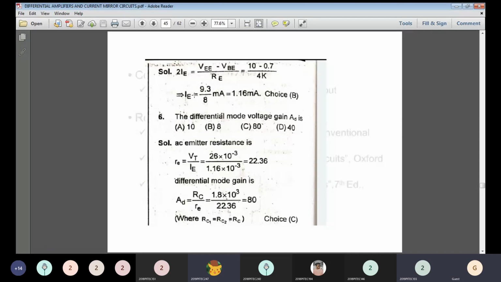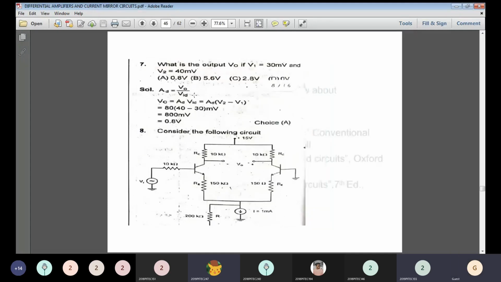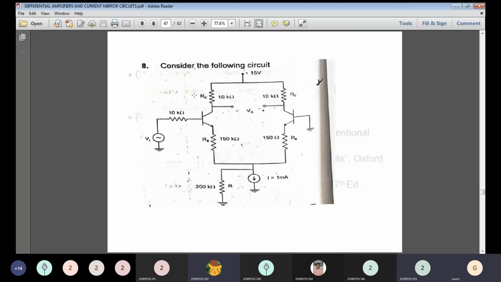So what is the RE value? By Ohm's law, V by I, that is VT, the thermal voltage, divided by IE. So what is the value of VT?